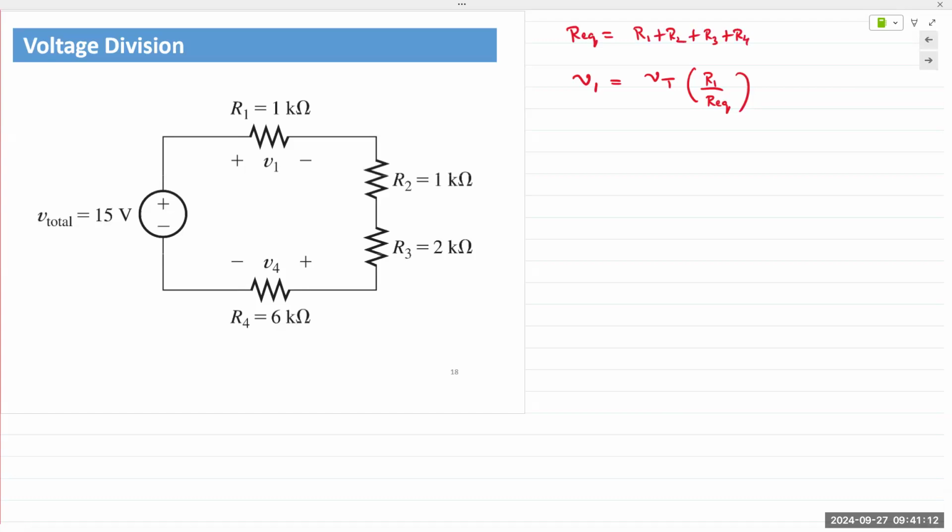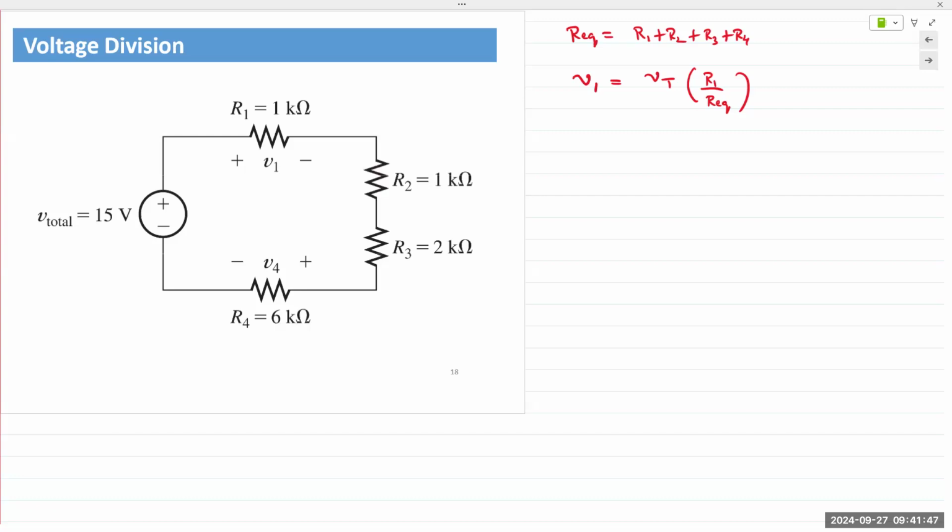So the voltage division principle states that when you apply a voltage to a series connection of resistors, a fraction of that supply voltage appears across each resistor. And the fraction is given by the ratio of the resistor to Req. Quite a mouthful, but the mathematical equation is quite straightforward. V1 is Vt times R1 divided by Req. Ring any bells?